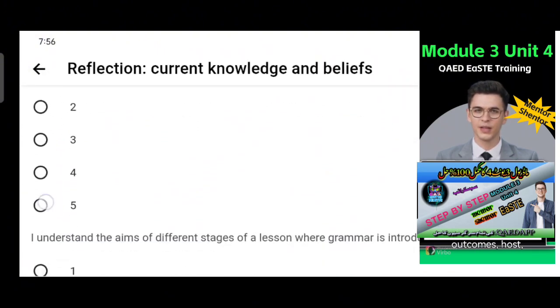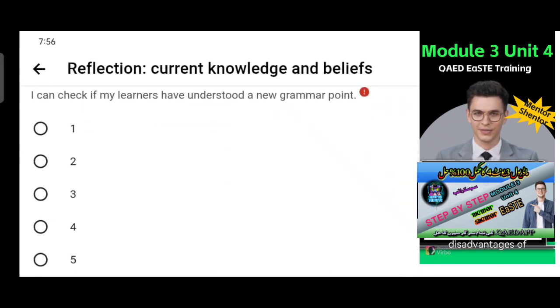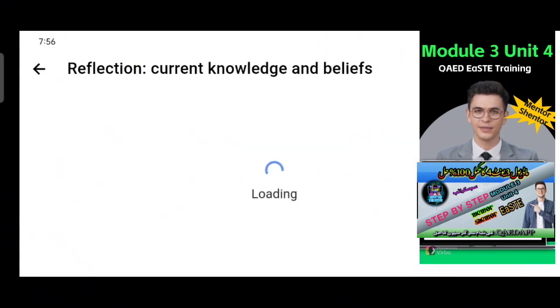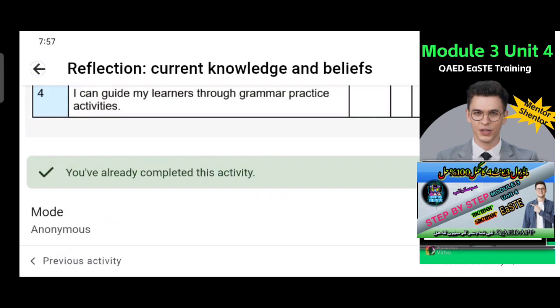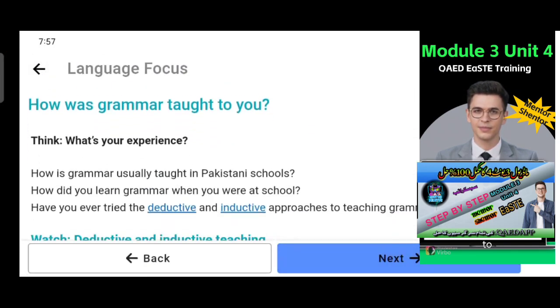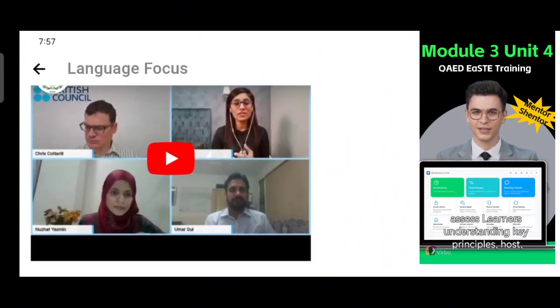Learning outcomes. Host on camera. By the end of this unit, you'll be equipped to: 1. Understand the advantages and disadvantages of inductive and deductive teaching methods. 2. Lead learners through activities that help them infer the function and form of a grammar structure. 3. Use a variety of techniques and questions to assess learners' understanding.